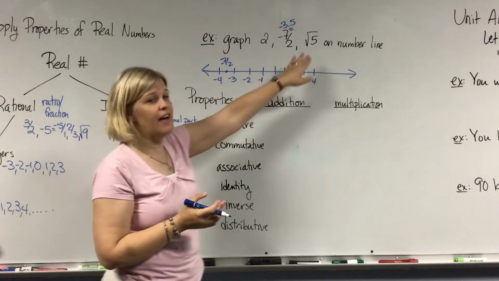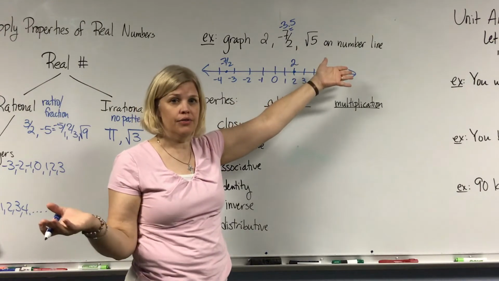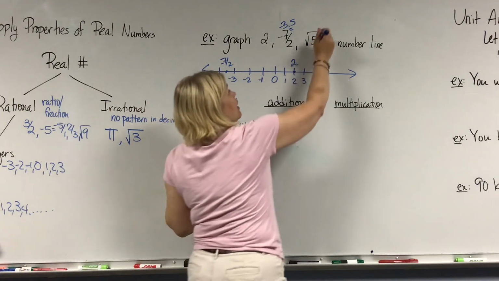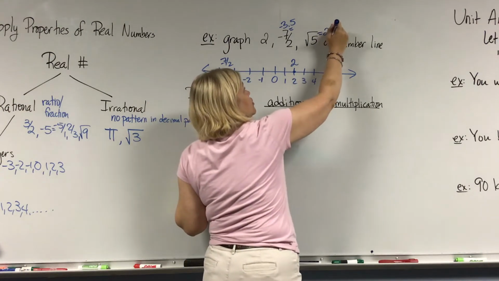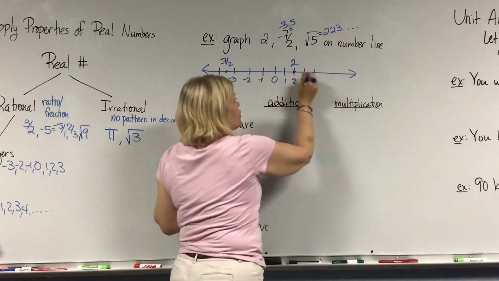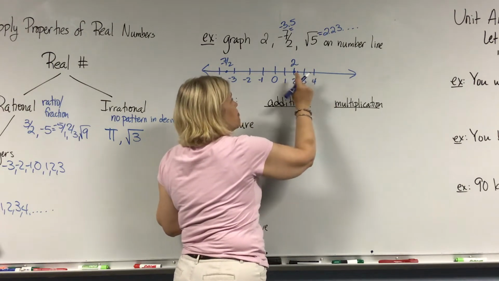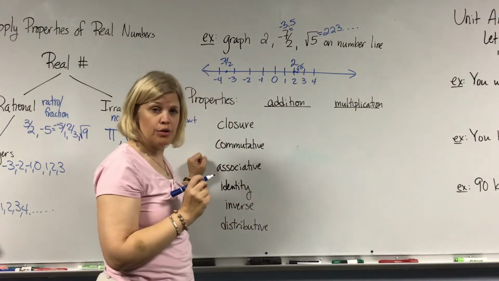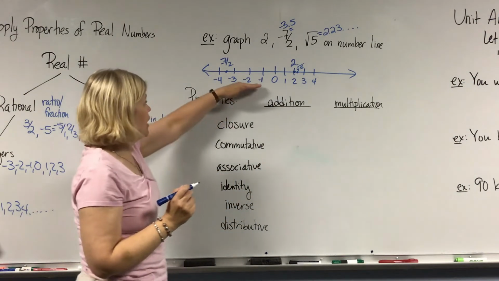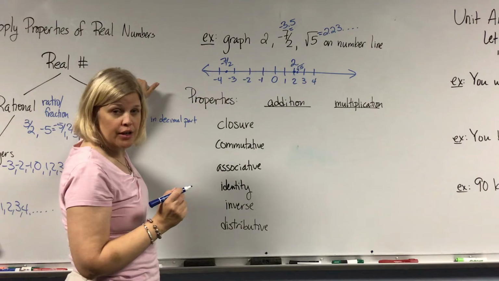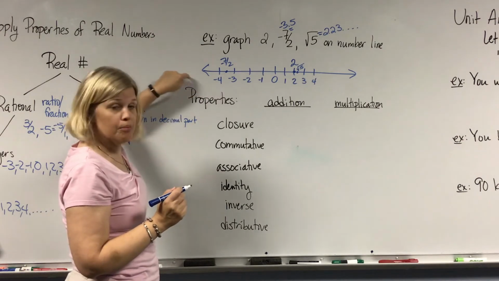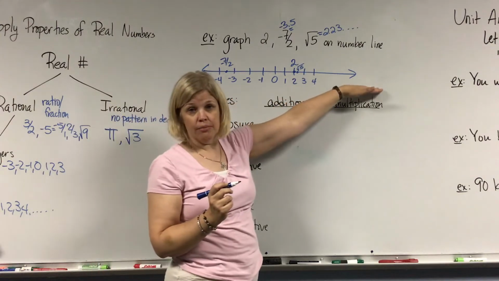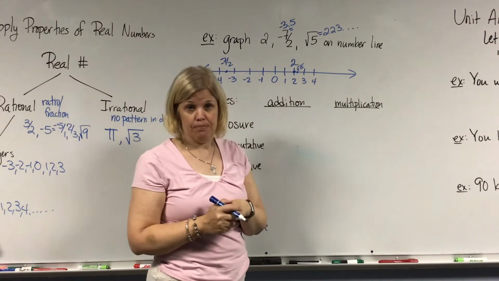Square root of 5. Well, I can't even figure that out, so that's definitely a calculator one. I go to my calculator and I get 2.23 and so on. So just a little bit bigger than the 2. And I'm going to write square root of 5 so you can find it. Remember that as the numbers go to the left, they're getting smaller, so you're even more negative. And as you go to the right, they're getting bigger.